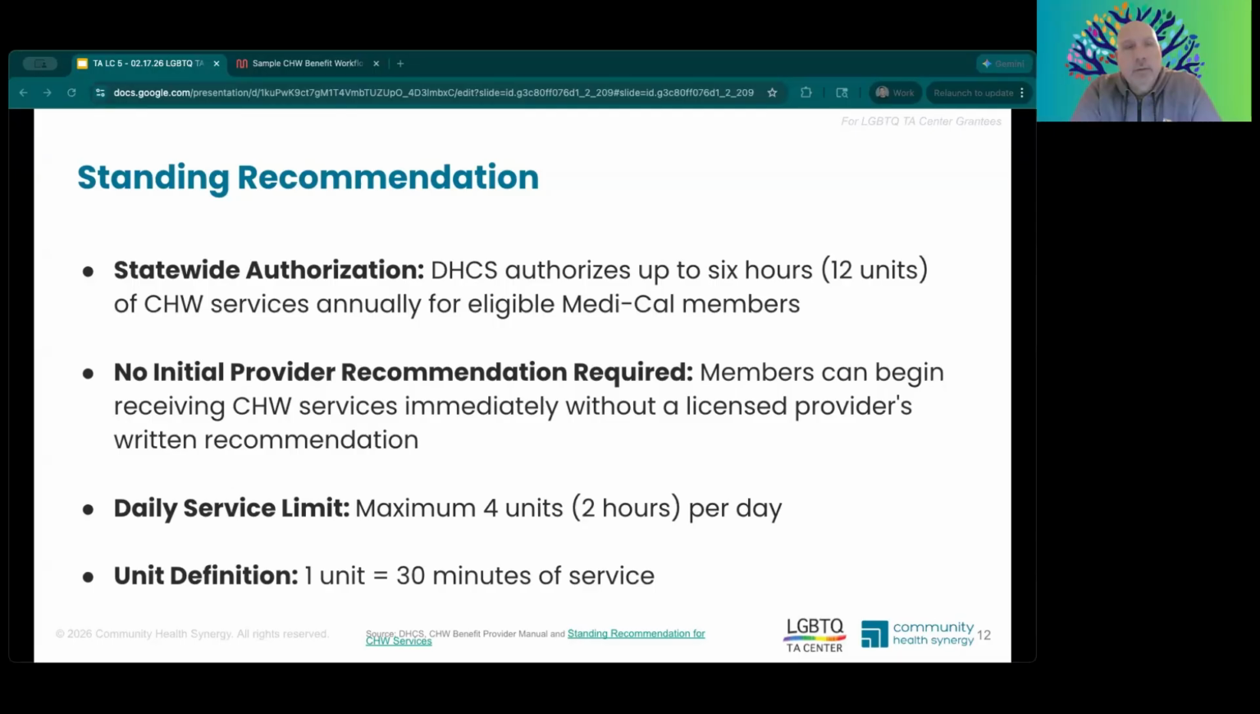So the 12 units is what is permitted before a licensed provider has written a recommendation or care plan, so they can receive more than those, but only after the care plan is in place. Is that right? Exactly. Once the care plan is in place and has been signed off, the Medi-Cal member can continue receiving CHW services beyond 12 units, and there's no maximum cap of units after that. Okay. Thanks, Alex.